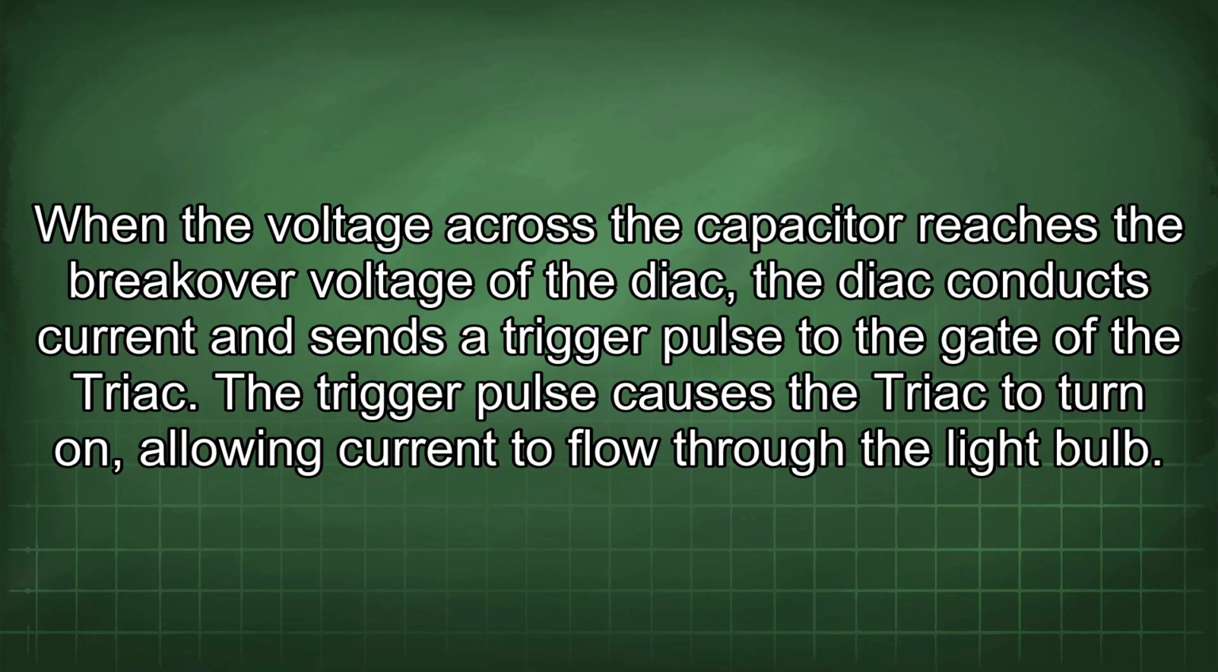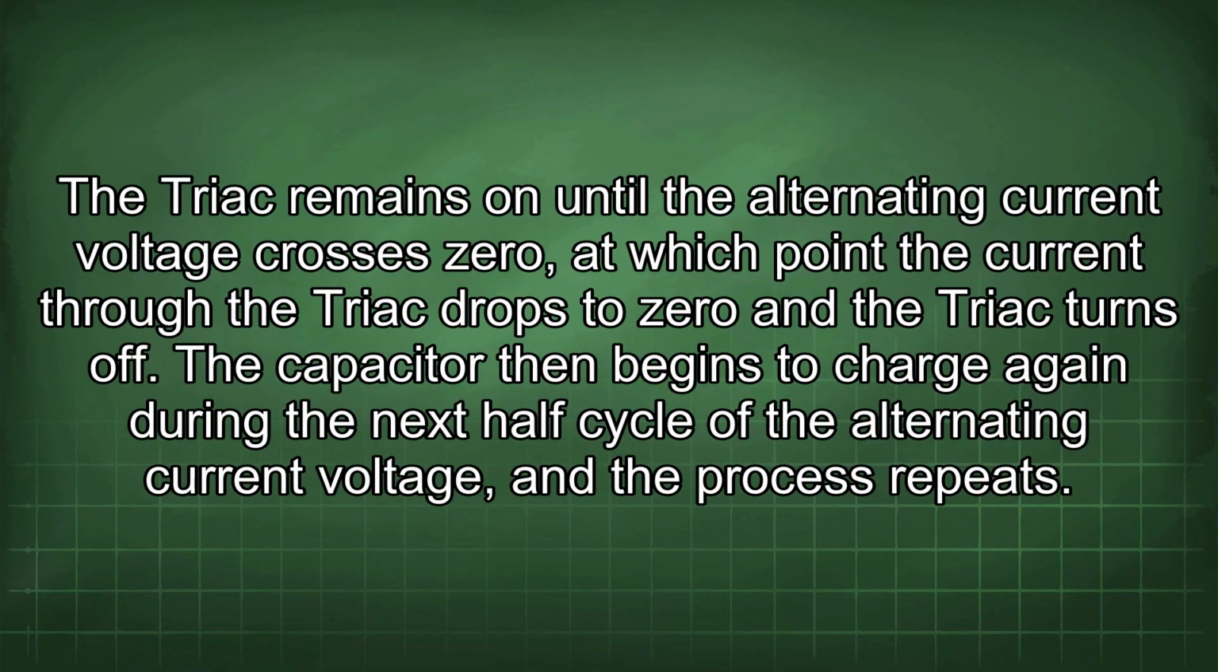The trigger pulse causes the triac to turn on, allowing current to flow through the light bulb. The triac remains on until the alternating current voltage crosses zero, at which point the current through the triac drops to zero and the triac turns off. The capacitor then begins to charge again during the next half cycle of the alternating current voltage, and the process repeats.